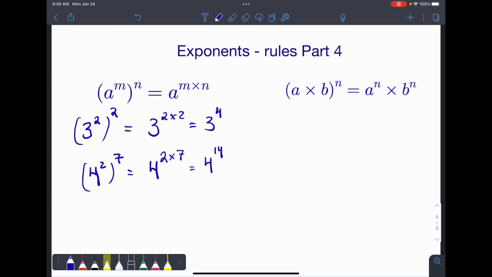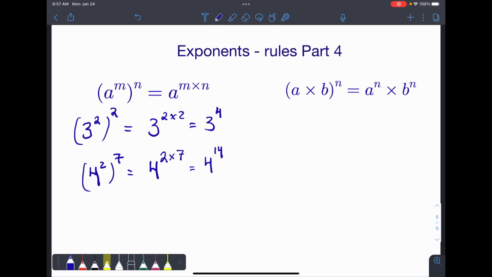All right, let's do the next one, which is a power of a product. So let's look at what we have here. In parentheses, we have the product of two numbers, a times b. A and b could be anything. And what we're doing is raising that product to the power of n. And if you look at how this can be rewritten on the right side, we could raise each of those numbers, a and b, to the power of n, and then multiply.